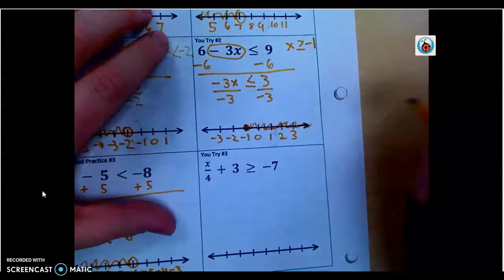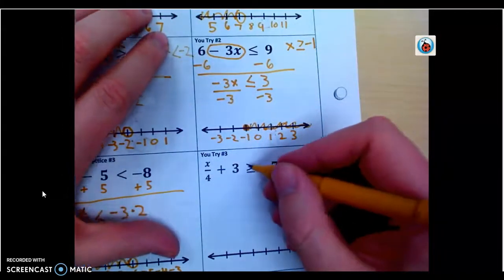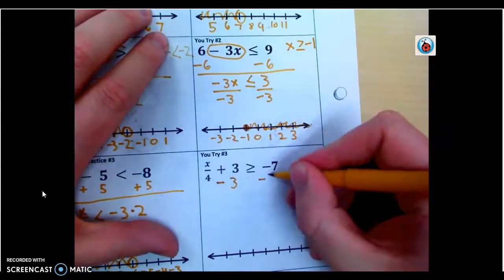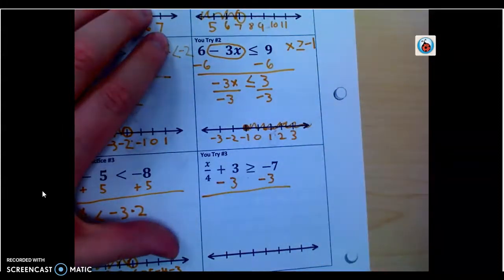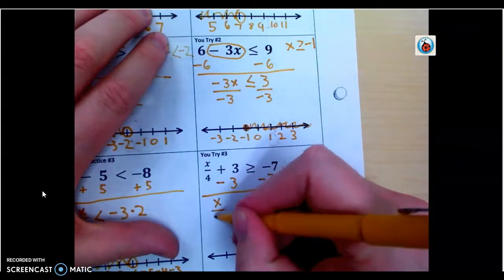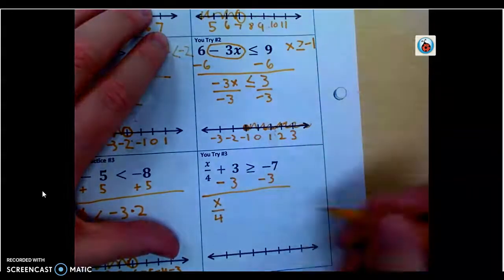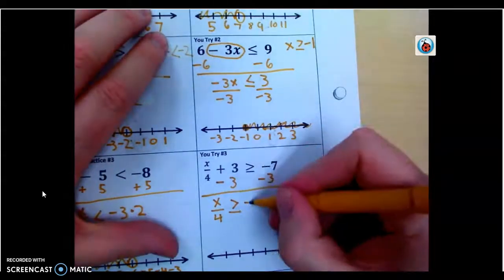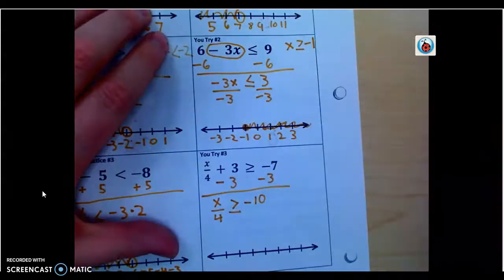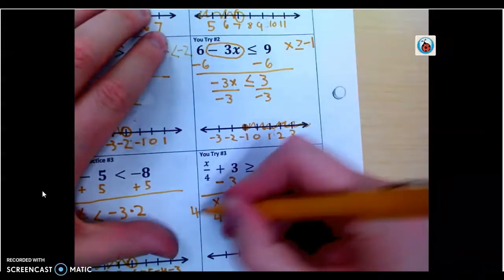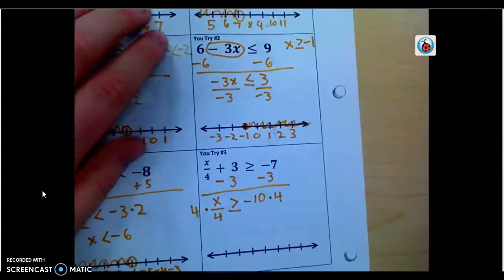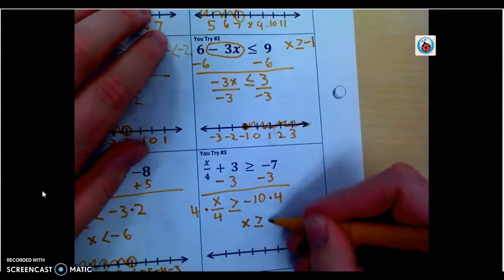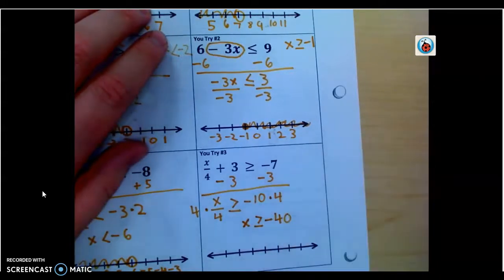And then the last one, x over 4 plus 3 is greater than or equal to negative 7. I'm going to subtract 3 from both sides. So I get x over 4 is greater than or equal to negative 10. Multiply both sides by 4, and we get x is greater than or equal to negative 40.